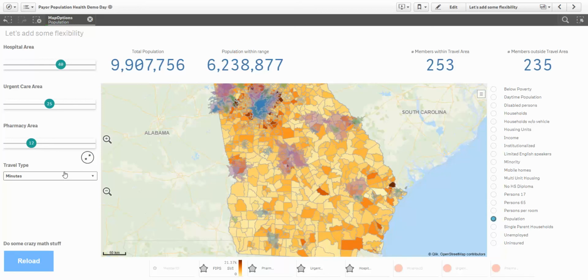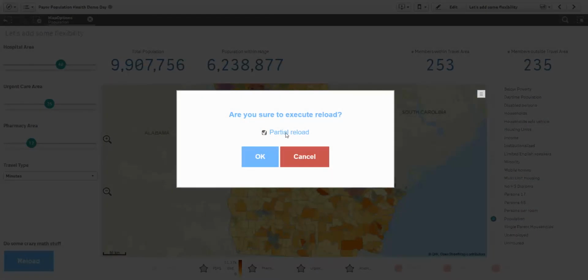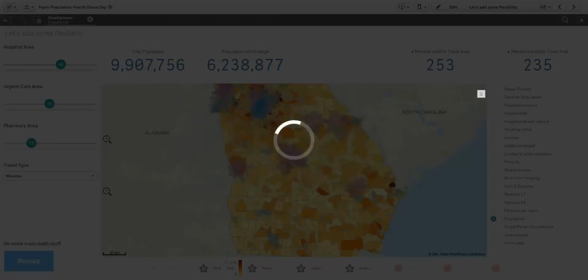Maybe for whatever it is you're doing, you don't even want to use minutes. Maybe you want to use miles. Maybe you'd like to do it as the bird would fly and not worry about roads. So all of these things that go into calculating these travel areas can certainly be modified. What I'm going to do is tell it to reload this. What's going to be happening here is you're going to see that thing spinning off.